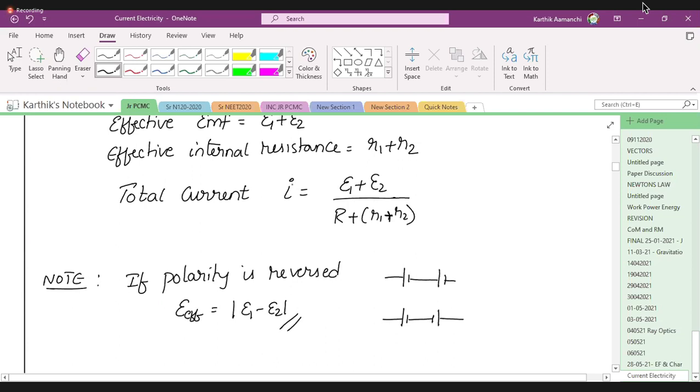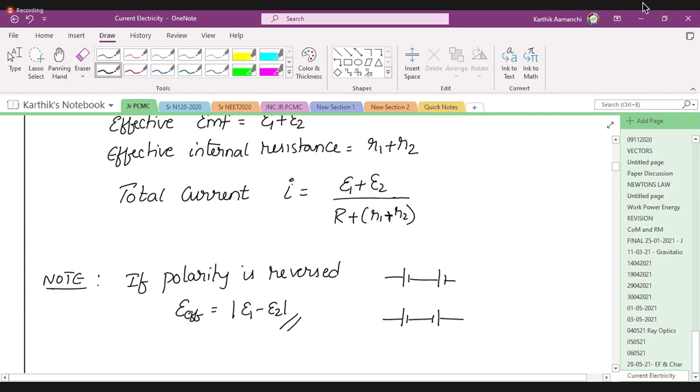Now, since you are studying this, for everything your parents say, now you know the reason. You tell them, if you reverse the battery, the effective EMF is mod of epsilon 1 minus epsilon 2. Since we'll be using a 10 volts battery and a 10 volts battery, 10 minus 10, 0. No current is flowing, so your remote is safe. Clear?